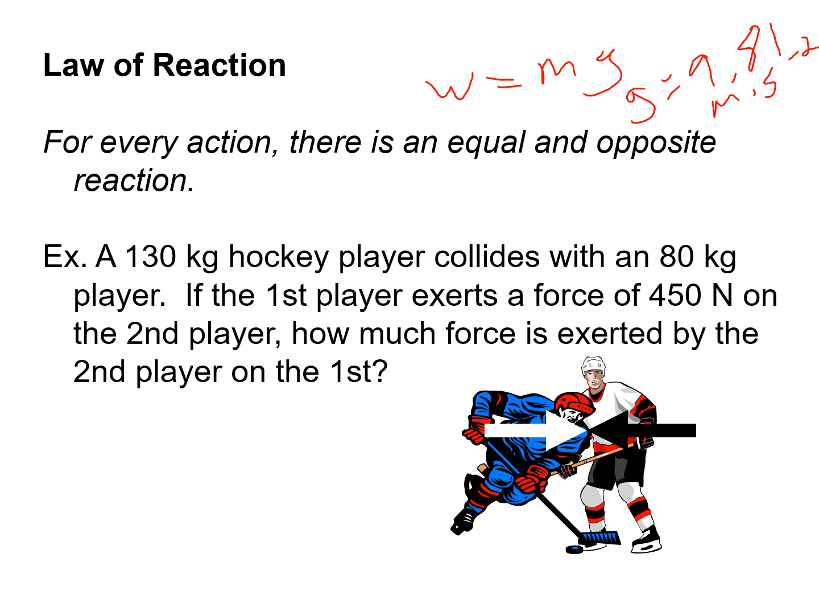Let's look at two hockey players. We have a 130 kilogram hockey player and it collides with an 80 kilogram player. If the first player exerts a force of 450 newtons on the second player, how much force is exerted by the second player on the first? Well, according to this third law of motion, the law of reaction, we're going to see that the second player will exert 450 newtons of force on the first player because it's going to be equal and opposite.